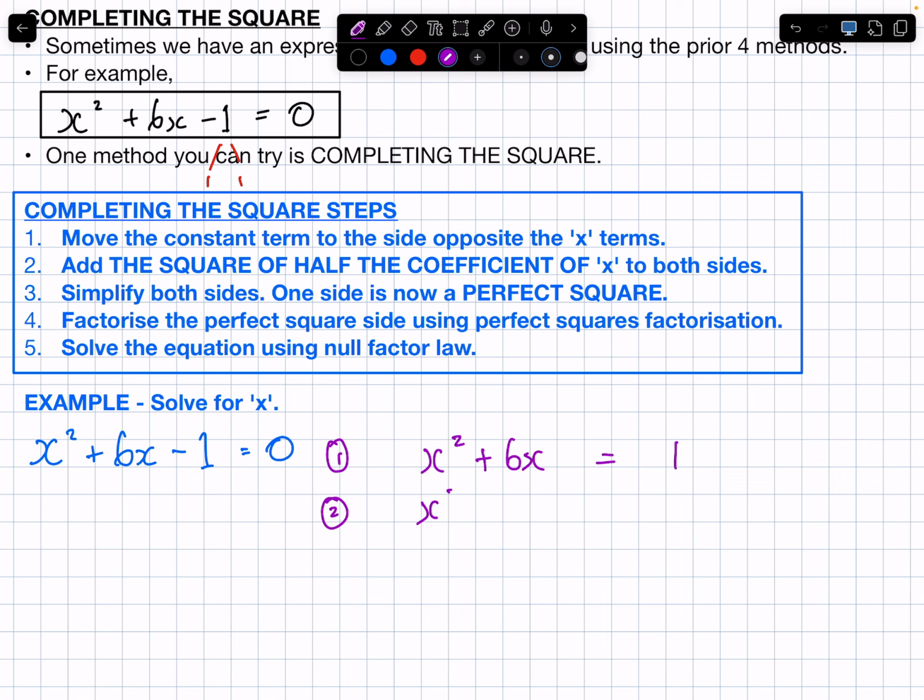So half of 6 is what? 3. So I'm going to add the square of 3. 3 squared equals 1 plus 3 squared. That is step 2 being demonstrated. Half of the coefficient of x is 3, and I've squared it, and I've done that on both sides.